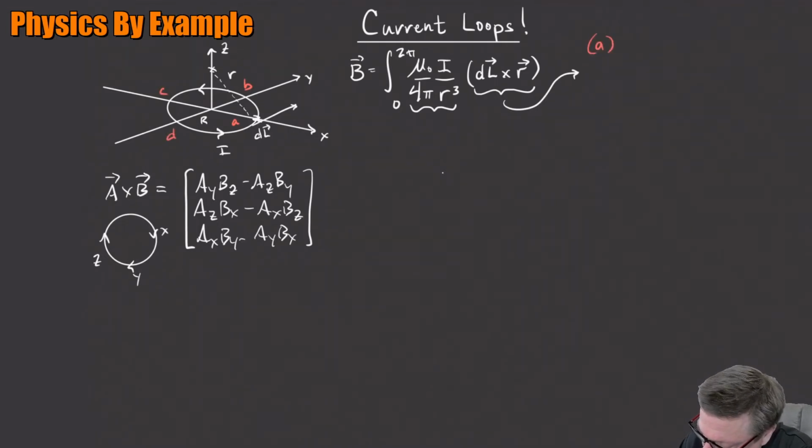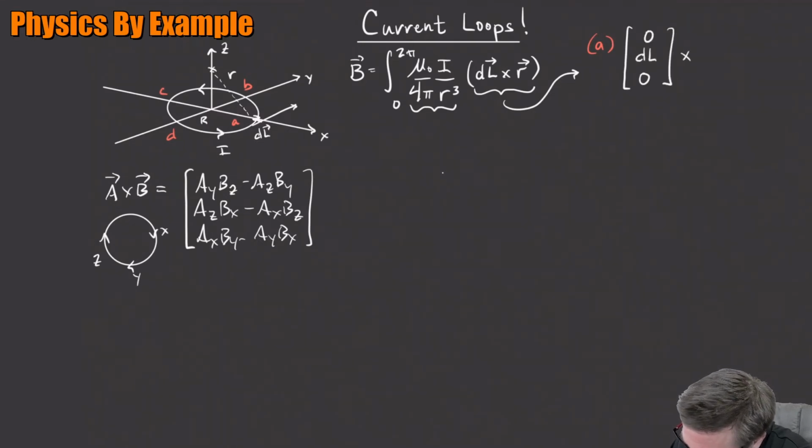Okay, so at position A, let's actually compute this cross product and see what we get. We're not integrating, we're just going to get the cross product. So what do I get? dl cross r, let's see. dl is just pointing in the y direction, and it's got magnitude dl, so it's going to be (0, dl, 0).